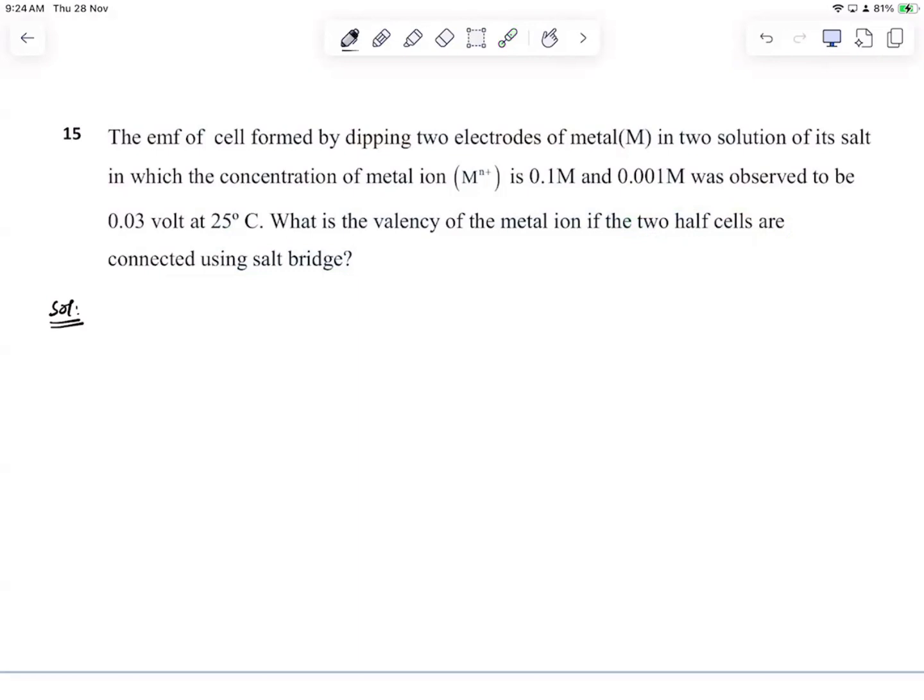So, two electrodes of metal. One metal is converting into Mn+, right? This is a concentration cell. So this is the anode: M forms Mn+ plus n electrons. The concentration given is 0.1. And Mn+ plus n electrons giving M is the cathode. Here the concentration given is 0.001. So what will be the Q value? Q will be equal to 0.1 by 0.001.